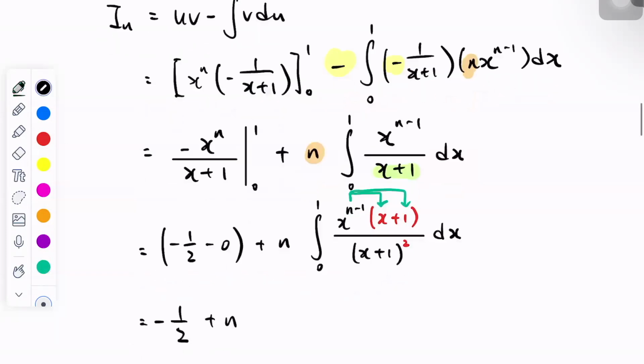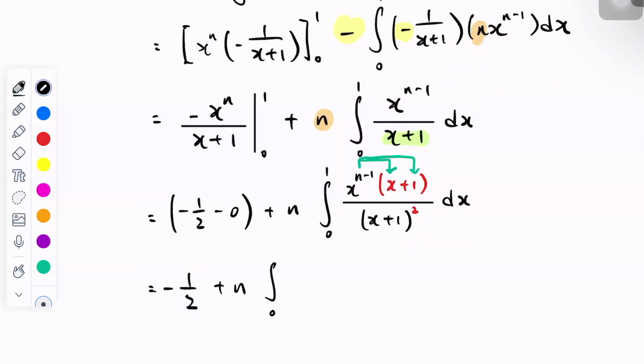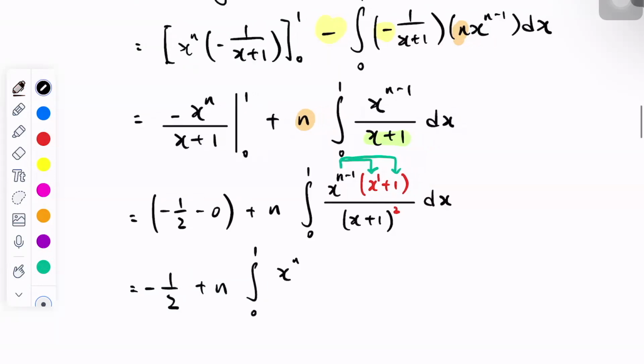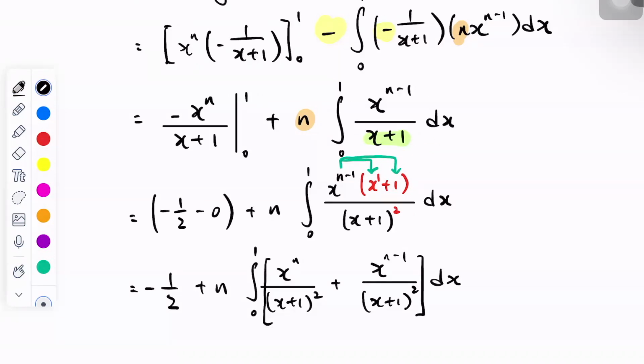So that means here will be integration from 0 to 1. So x^(n-1) times x, because x is to the power of 1. So that means this part is just simply x^n over (x plus 1) squared, and then plus this is just simply x^(n-1) over (x plus 1) squared dx. So that means if I put everything in a clearer manner, it will be a square bracket.